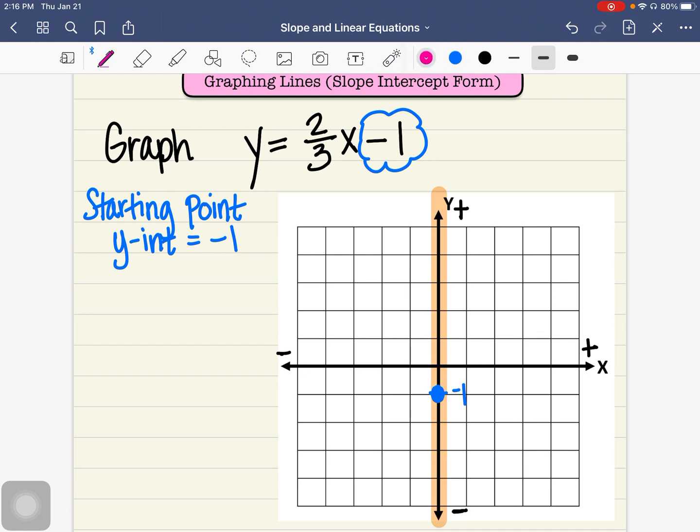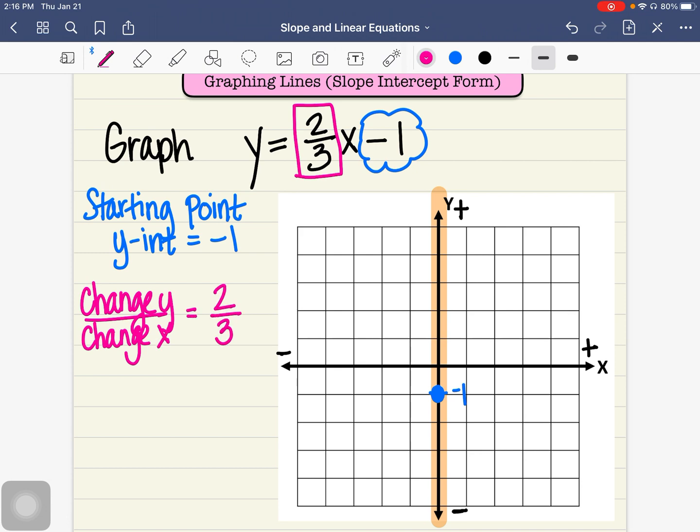Just like we did slope before, where we figured out change in y and change in x, and we counted squares to get from one point to the other, we're still going to have to do that. We're just going to do that with the numbers they give us. So our slope is our change in y over change in x. And in this case, it is 2/3. And this part here is really important: to realize that's a +2 and a +3, because that's going to tell me direction.